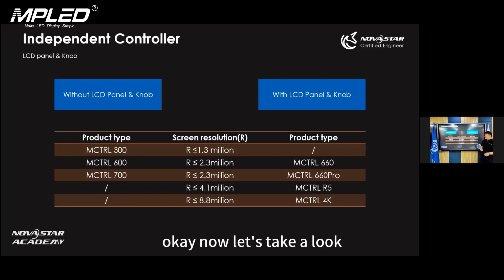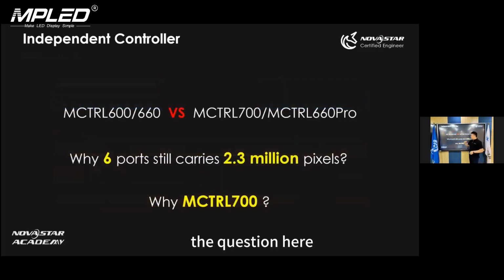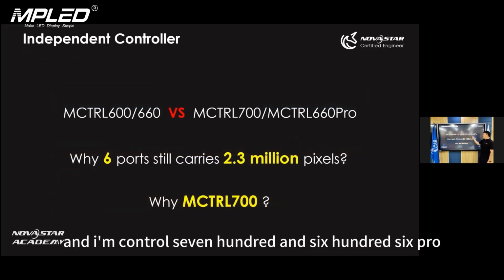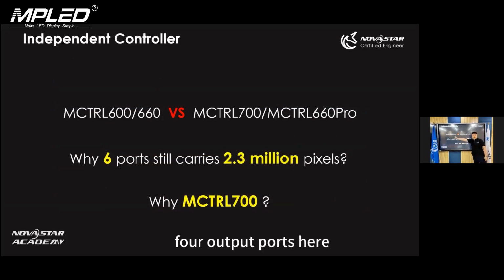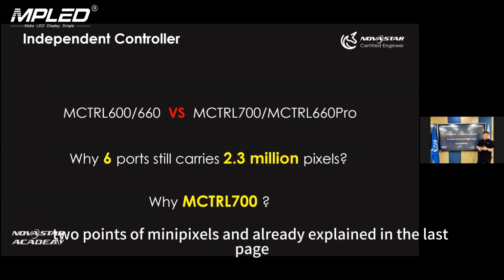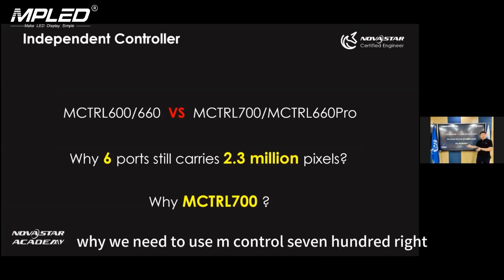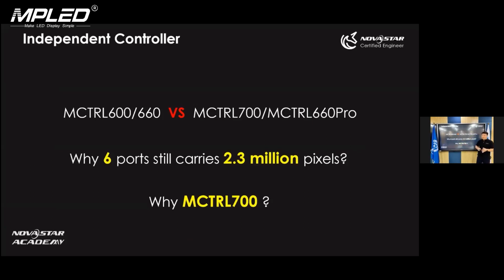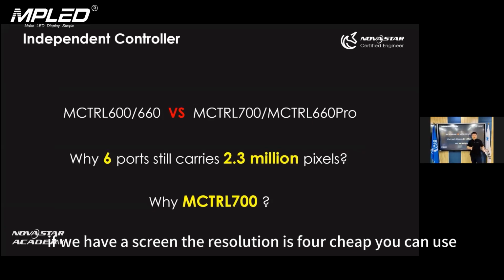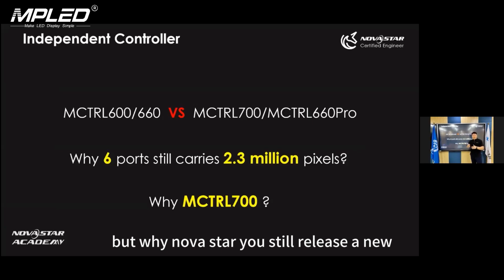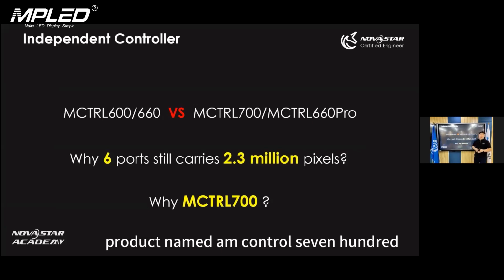Okay, now let's take a look at the question here. I just mentioned AMP control 660, AMP control 700, and 660 Pro. The 660 has 4 output ports, while the 700 has 6 output ports. The 6 output ports still carry 2.3 megapixels, as already explained on the last page. But here is a question: why do we need to use AMP control 700? If we have a screen with Full HD resolution, the 600 is enough, so why does Novastar still release a new product named AMP control 700?